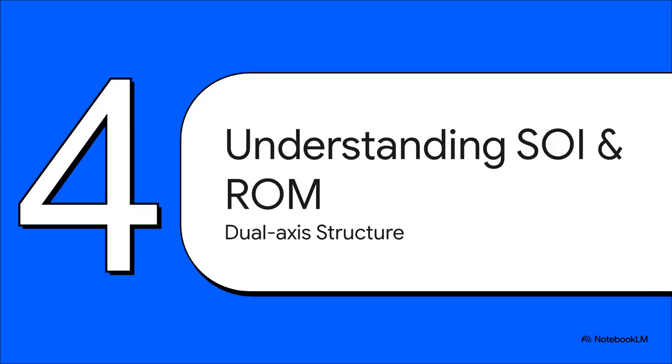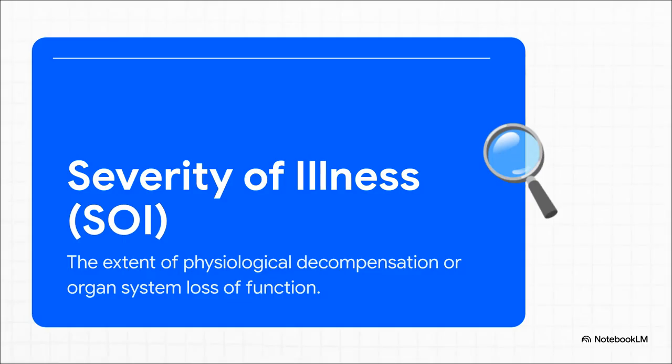Let's break that down in Section 4, Understanding SOI and ROM. To achieve this broader, much more clinically accurate focus, the APR-DRG framework completely abandons those simple checkboxes we just talked about. Instead, it utilizes a fascinating dual-axis structure. The first axis is SOI, or severity of illness. So rather than just tracking resources, this axis measures how physically sick the patient actually is on a physiological level. It's looking at the extent of organ system loss of function.